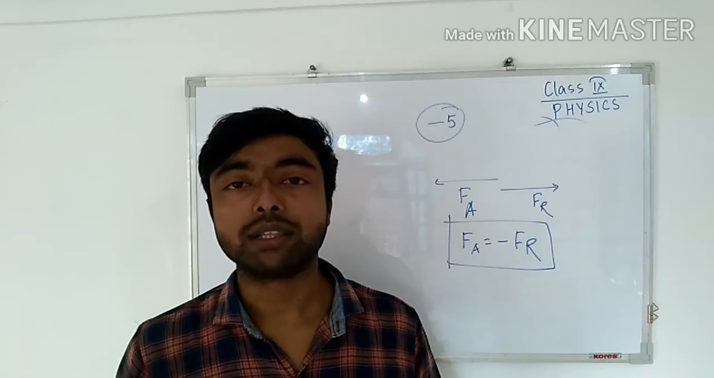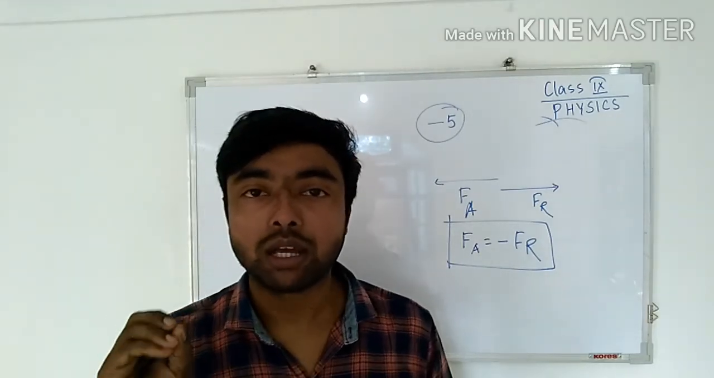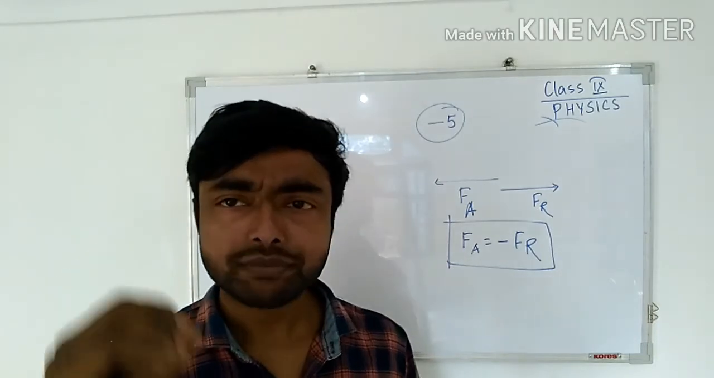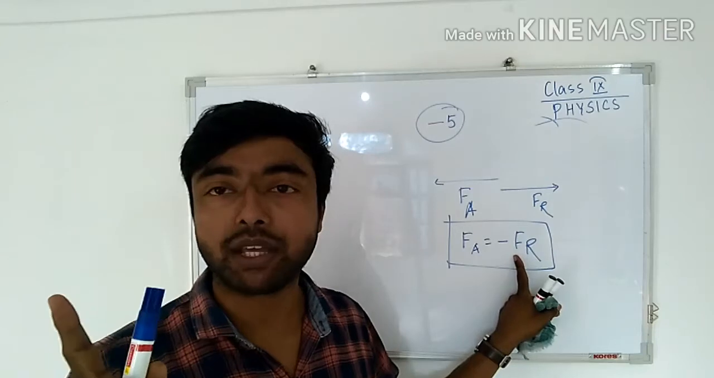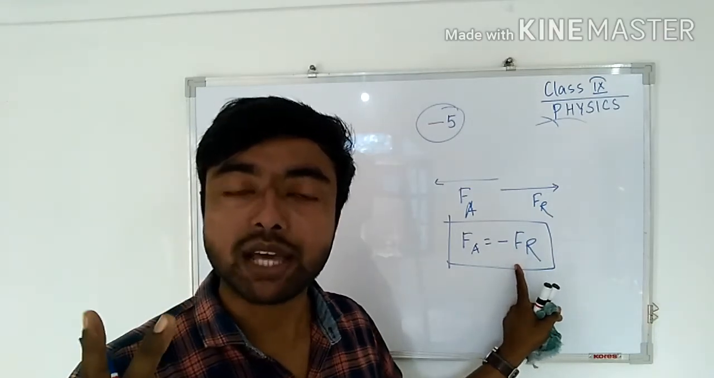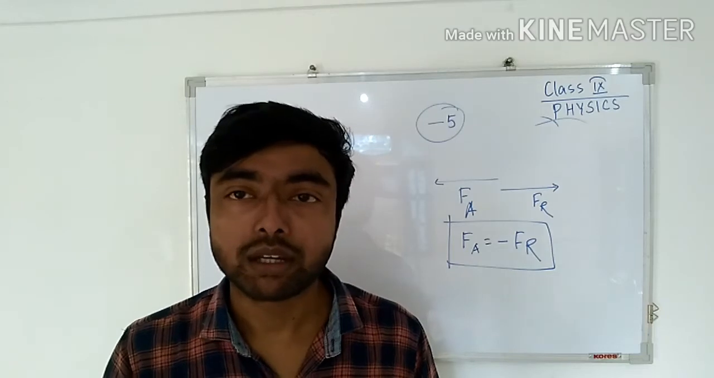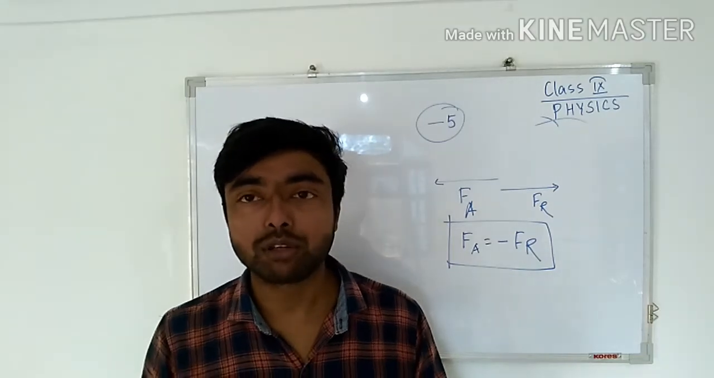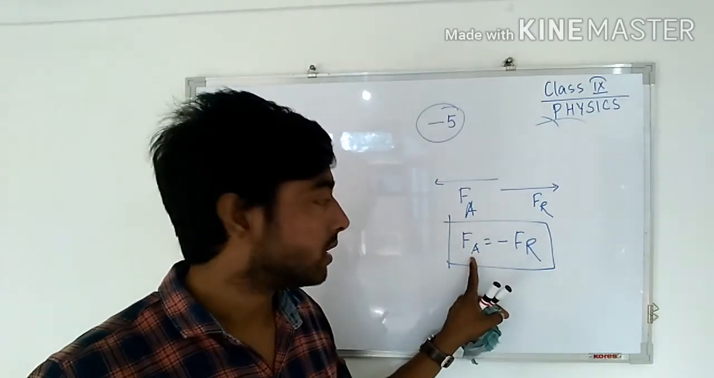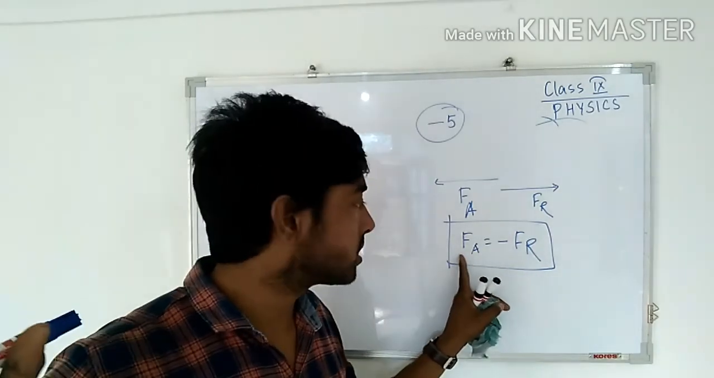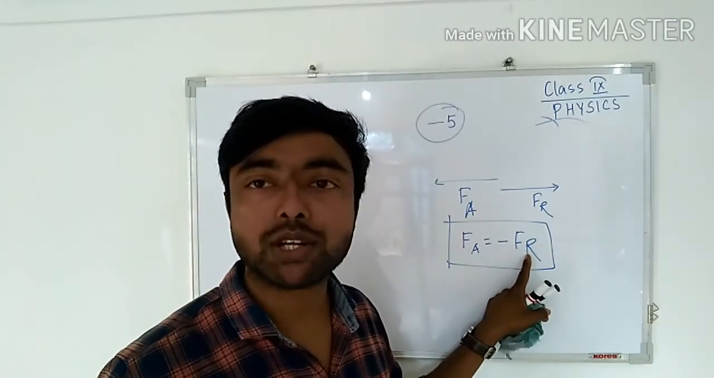-5 means what? This is representing negative value. Understood? And it is also used to represent the direction. Very important. Negative sign also represents the direction. Negative sign is also used to represent what? The direction. Here you see FA. FA means action force is always equal. You have written equal and opposite reaction force.